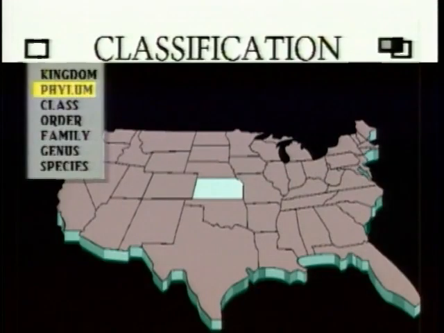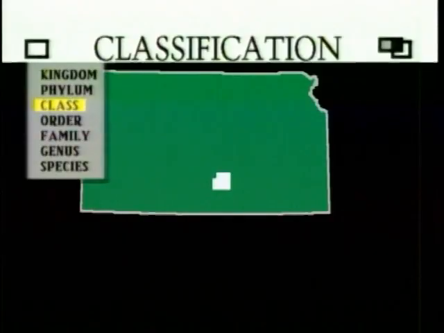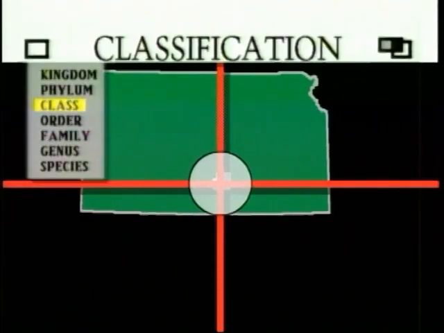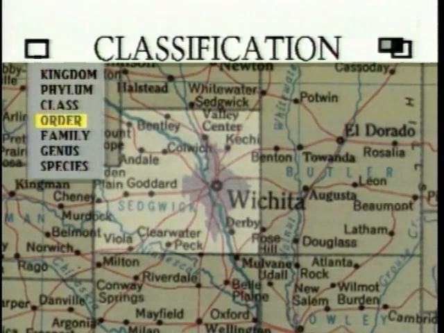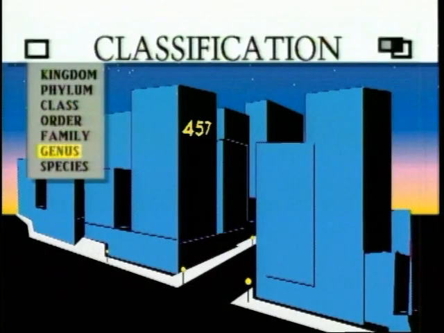In a similar way, the state would be a phylum. County would be class. City would be order. Street would be family. Address number would be genus. And apartment number would be species.